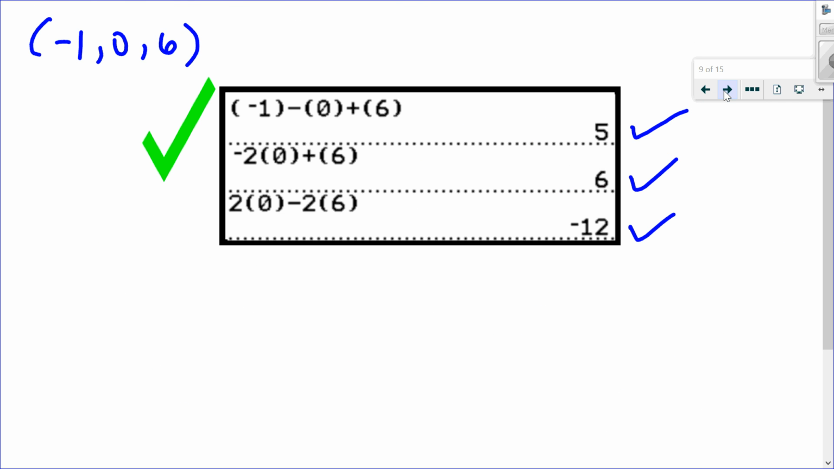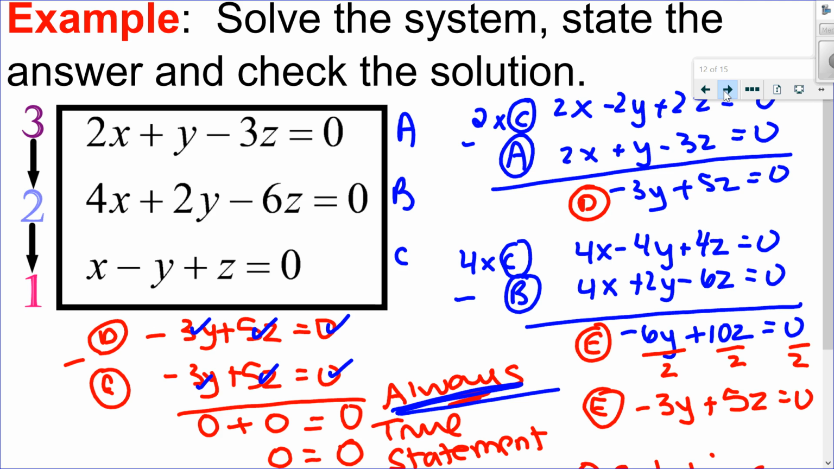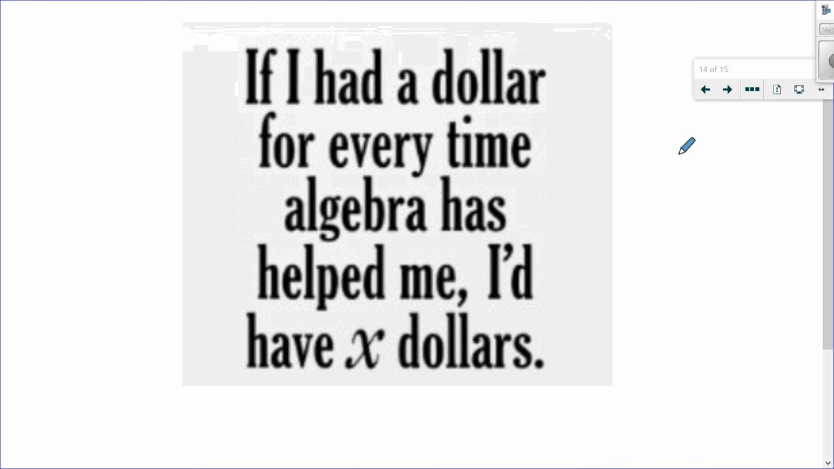So I hope you guys really enjoyed linear algebra as much as I did. I absolutely love it. And to be honest with you, if I had $1 for every time algebra has helped me, well, I would have myself x dollars.